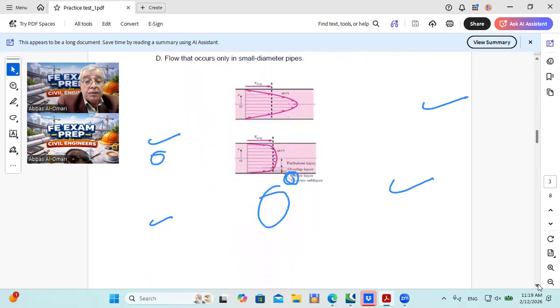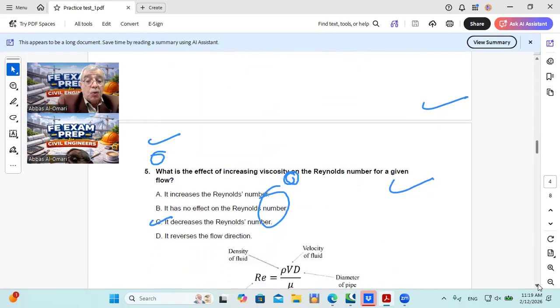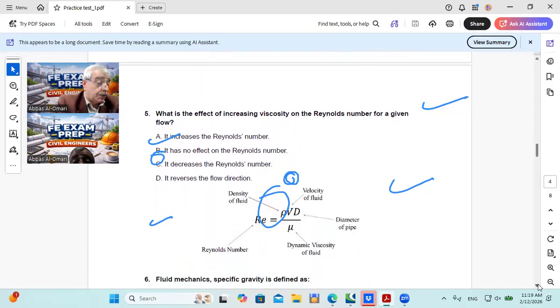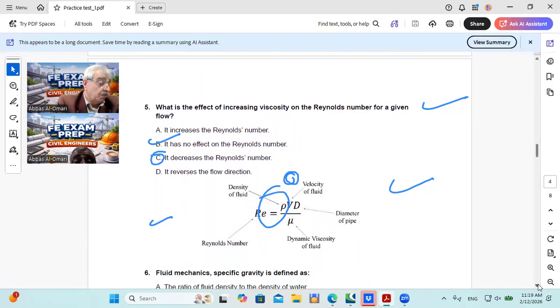Now the next question: what is the effect of increasing viscosity on the Reynolds number for a given flow? Now the definition of the Reynolds number equals rho V D over mu, where rho is the fluid density, V is the velocity, D is the pipe diameter, and mu is the viscosity. Now, by increasing mu, the dynamic viscosity, the Reynolds number will decrease.